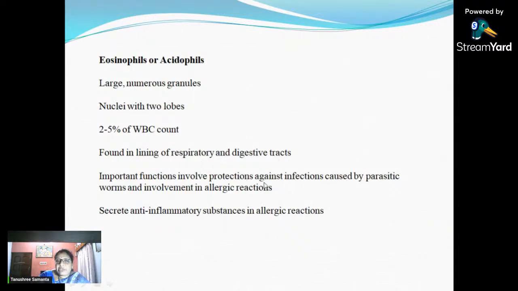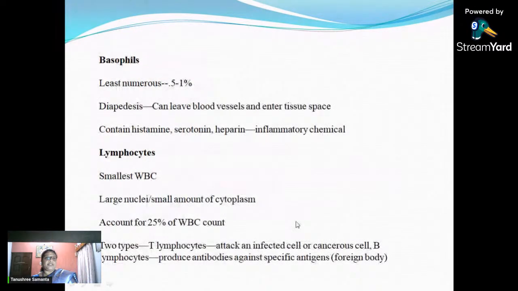It has important functions, which is protection against infections caused by parasitic worms, or in allergic reactions. They secrete various anti-inflammatory substances in various allergic reactions. We go into basophils, which are very less in number, about 0.5 to 1%.